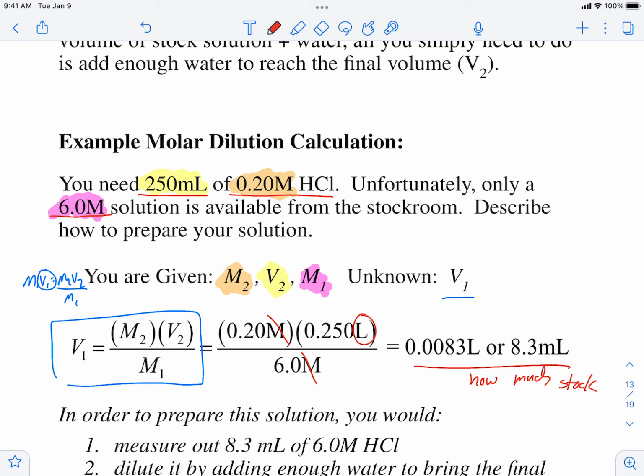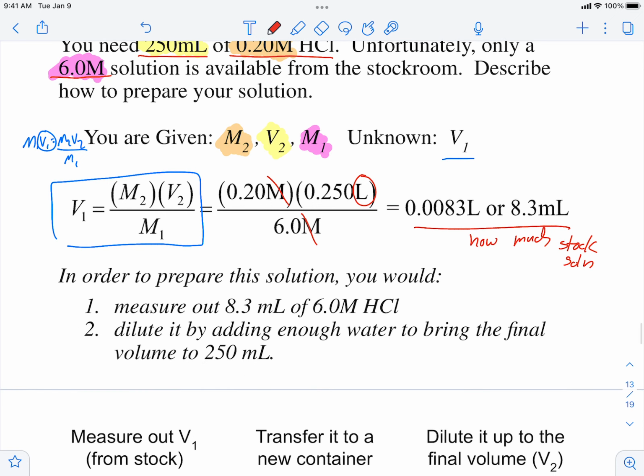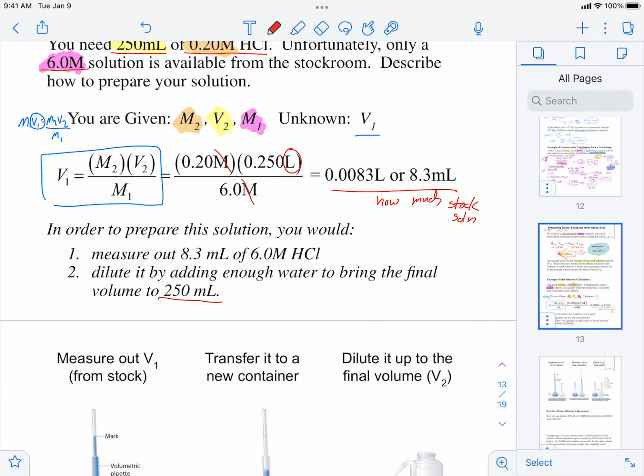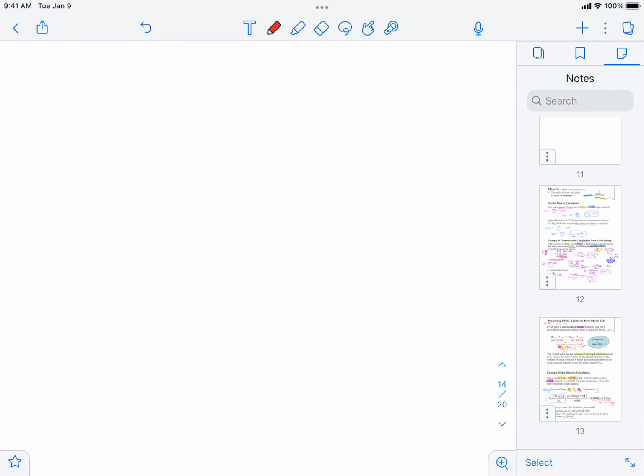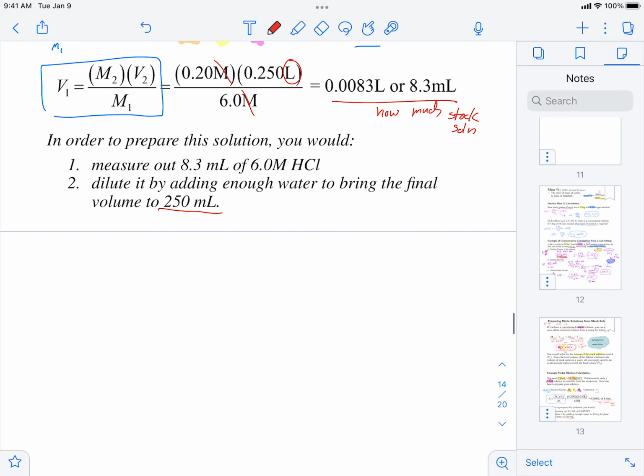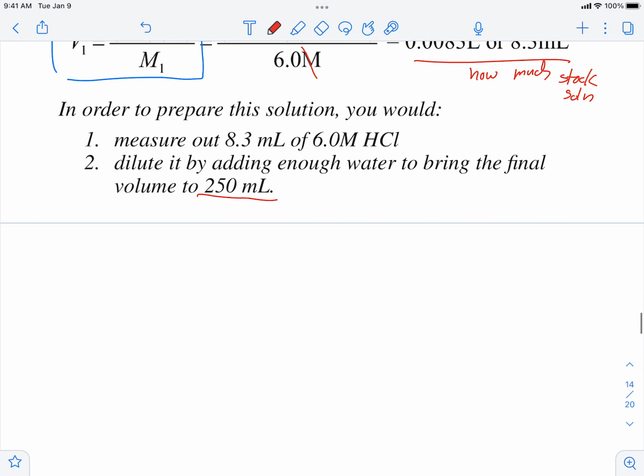How much of the stock solution you need. But we still need to make the solution. So in order to make the solution, we need to add water to this to get it up to the final volume of 250 milliliters. I'm going to add a page in here, just so I can show you.